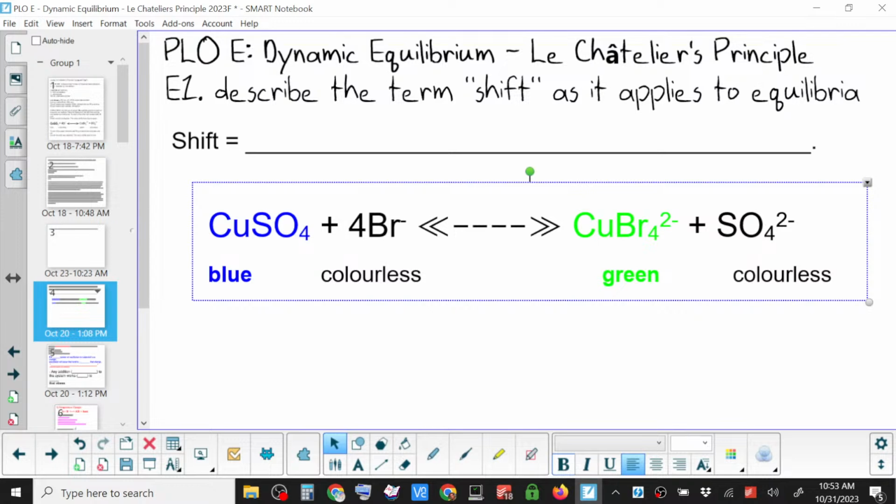Answer this. Why will this reaction not produce COCl2? This reaction will not produce this; it will produce this. Why?